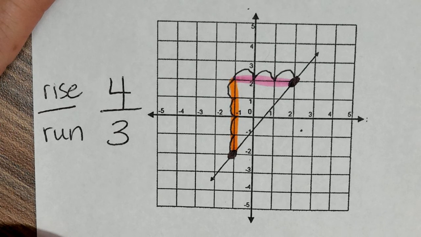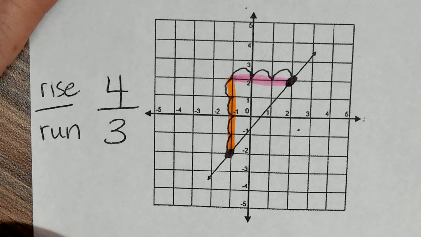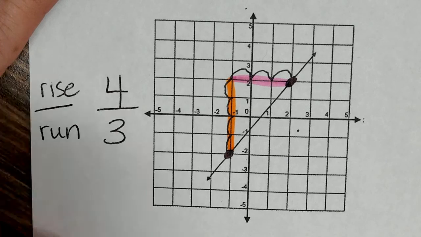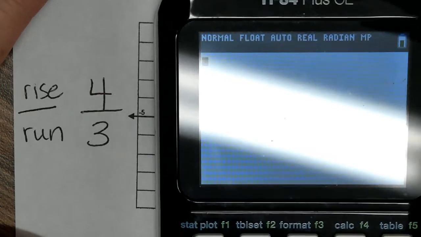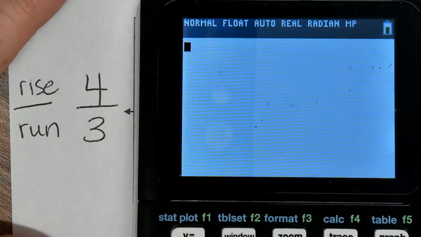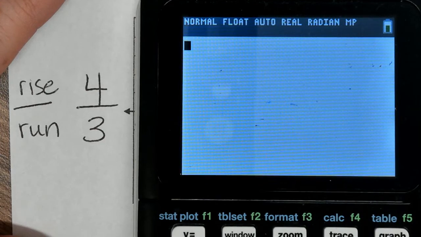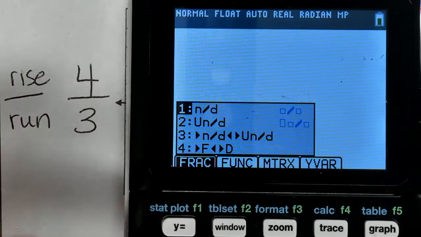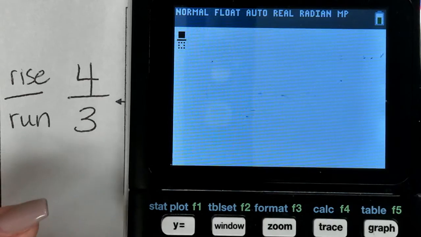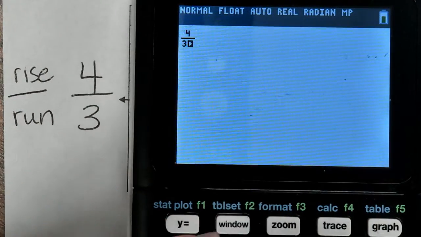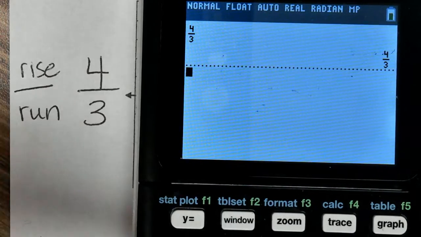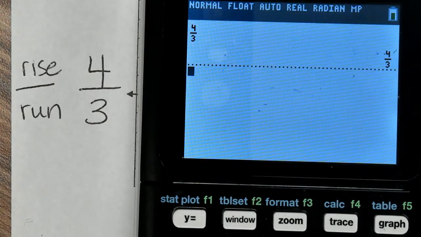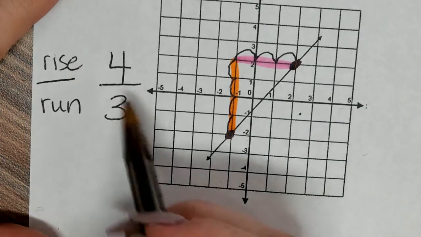Now, you must simplify the fraction if it can be simplified. That's the part I couldn't teach to a 5-year-old. But your calculator will do it for you. So everybody open your calculator. How do you put in a fraction? Alpha, y equals, option 1. 4 goes on top. 3 goes on bottom. Hit enter. If it can be simplified, it will do it for you. Did it simplify it? No. That means it was already simplified. So this is my answer.